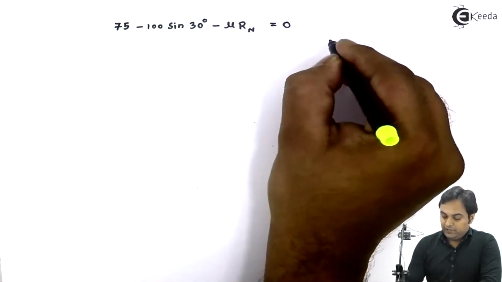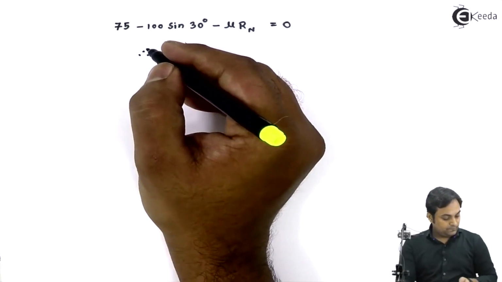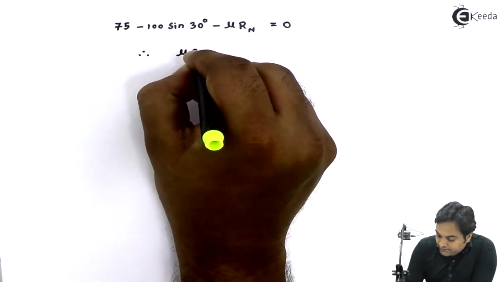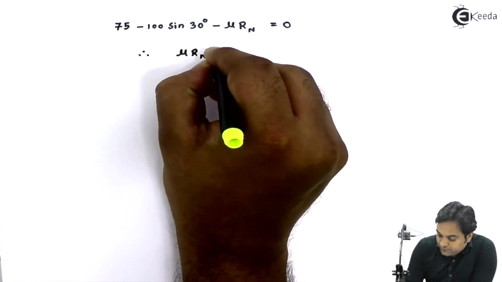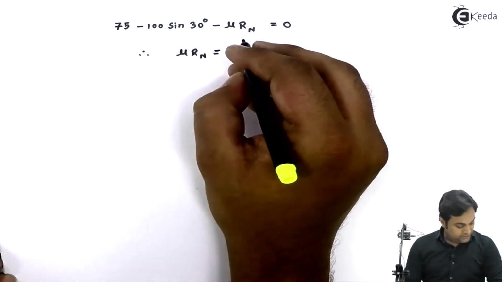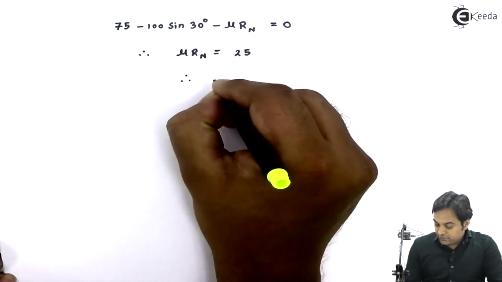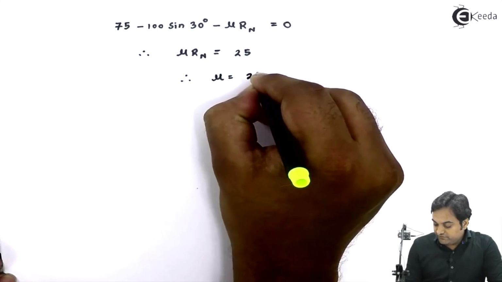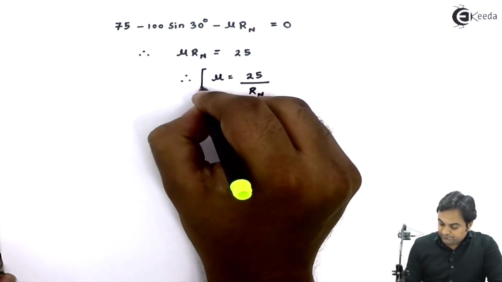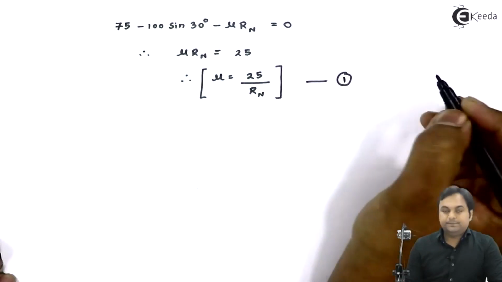I will shift mu into Rn onto the other side, so therefore if I shift mu into Rn onto the other side, the value of 75 minus 100 sine 30, that will be 25. Therefore, mu is equal to 25 divided by Rn. I will keep this as my equation 1.